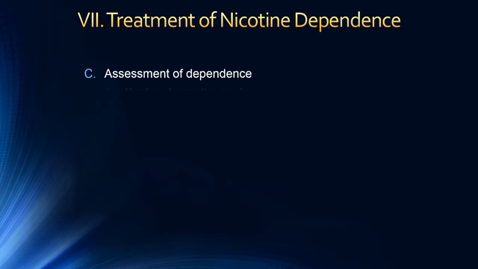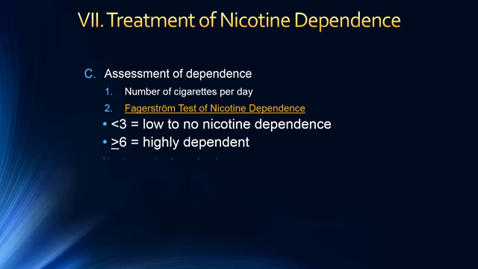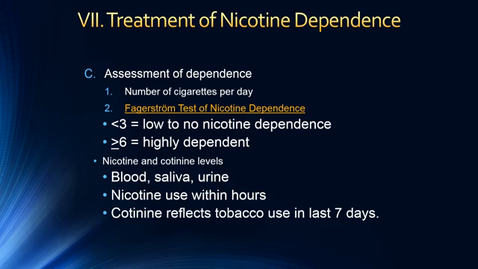In terms of assessing how dependent someone is, we can use a number of measures, such as the number of cigarettes per day. There is the Fagerstrom test of nicotine dependence, which tests a variety of issues with nicotine dependence. If you score less than 3, there is low to no nicotine dependence. Greater than 6 is considered highly dependent. You can also measure nicotine and cotinine levels in blood, saliva, and urine. Nicotine use can be detected within hours. Cotinine reflects tobacco use in the last 7 days. And carbon monoxide breath analysis reflects the last few hours.